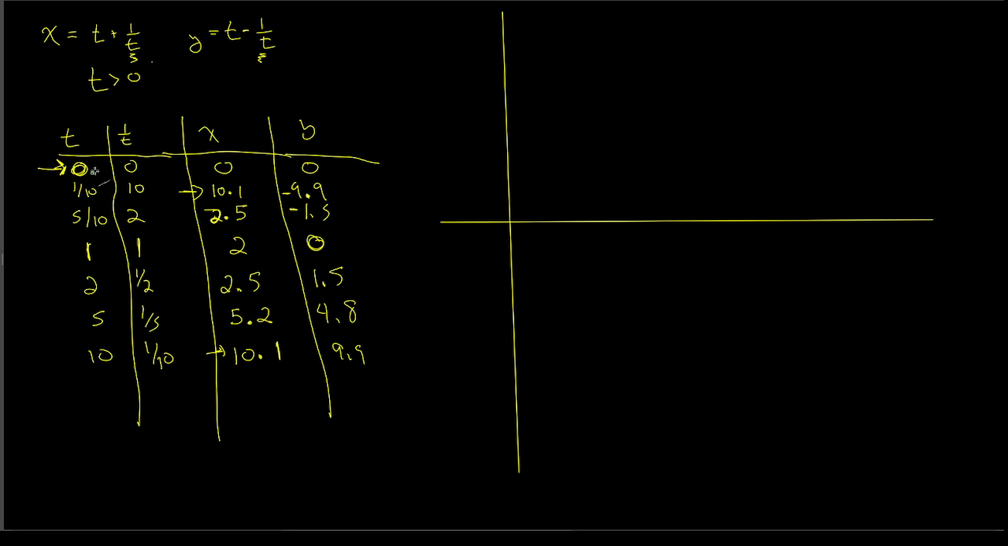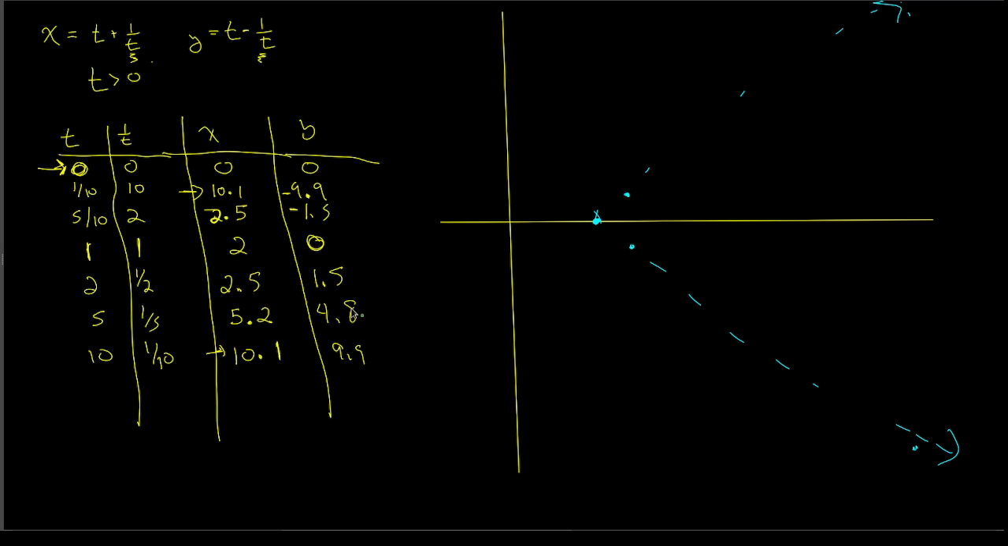So when x is 2, y is 0. So I'll come over 1, 2. There's x is 2. Let's go 2.5. Then y is negative 1.5 and positive 1.5. And if I go out to 10.1, way out here, then we have negative 9.9 and positive 9.9. If we sketch this, this isn't really parabolic. It doesn't have the same symmetry as a parabola.